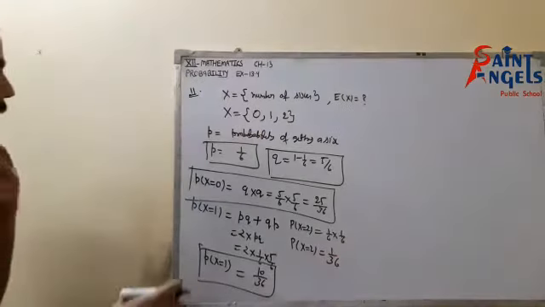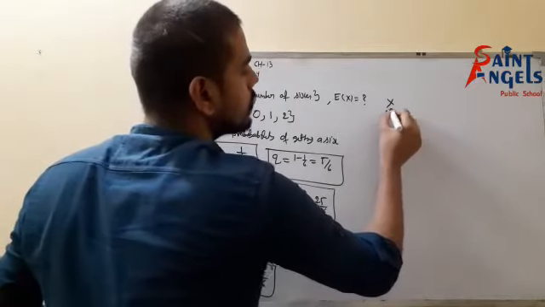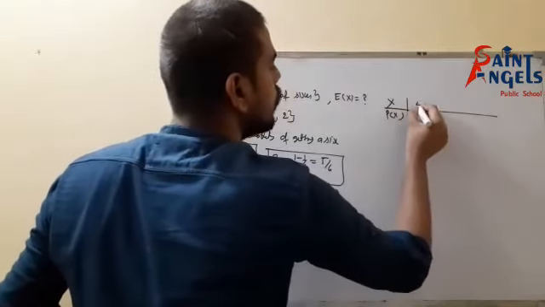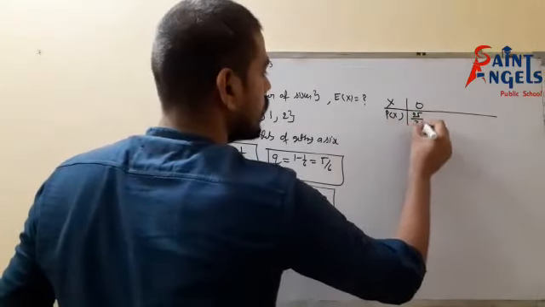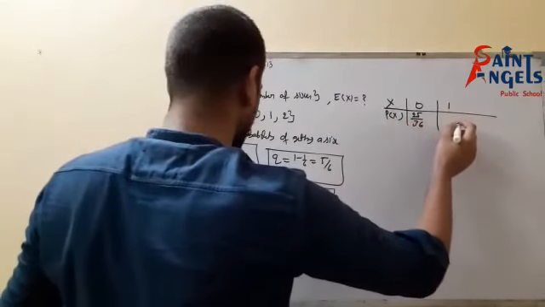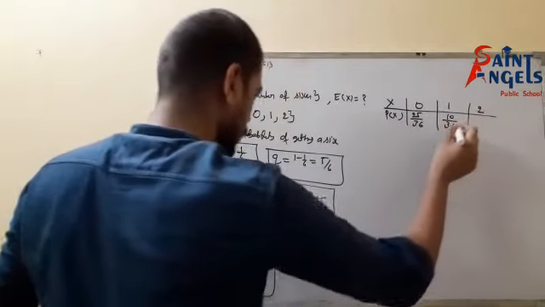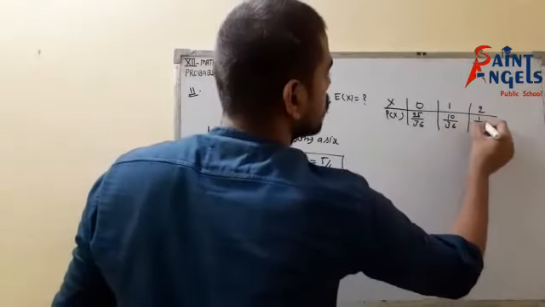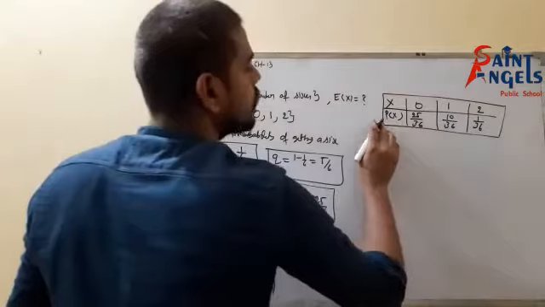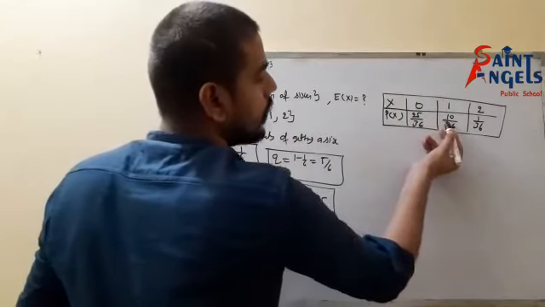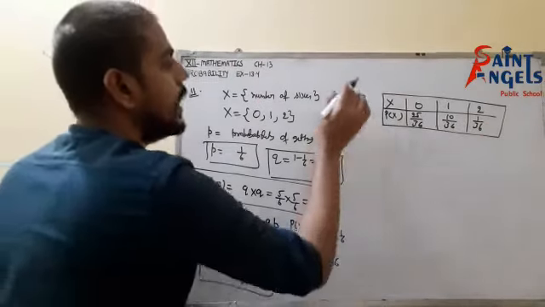So we have all the probabilities, now make the probability distribution. X and P(x): when x is 0, the value of P(x) is 25 by 36. When x is 1, the value is 10 by 36. When x is 2, the value is 1 by 36. Now check whether it is right or wrong. 25 plus 10 plus 1, that is 36 upon 36, equals 1. Our distribution is correct.